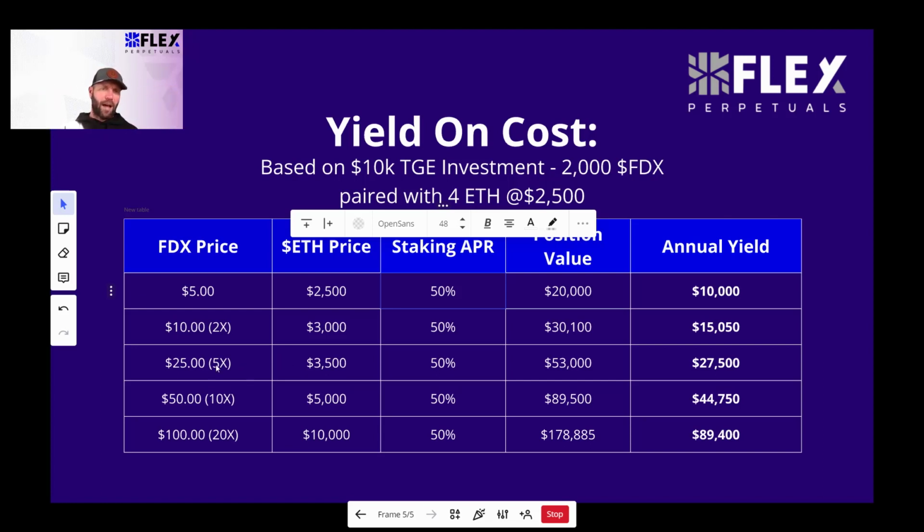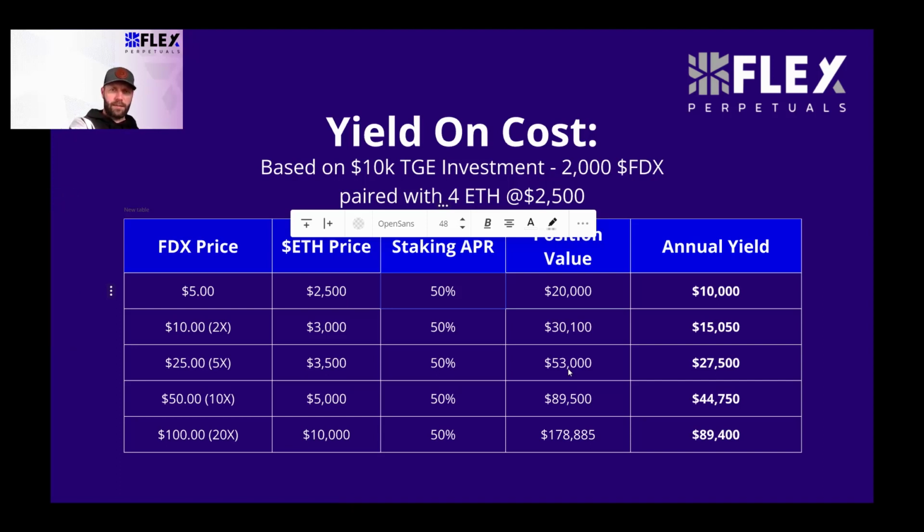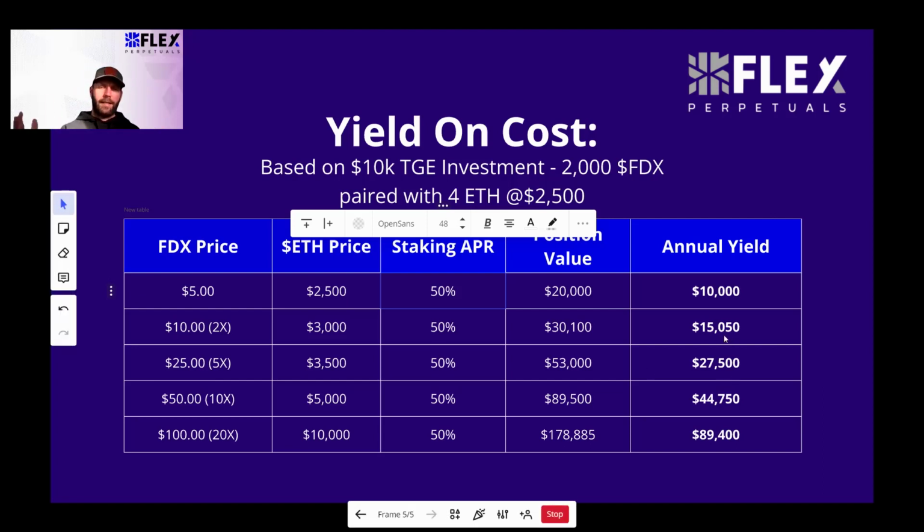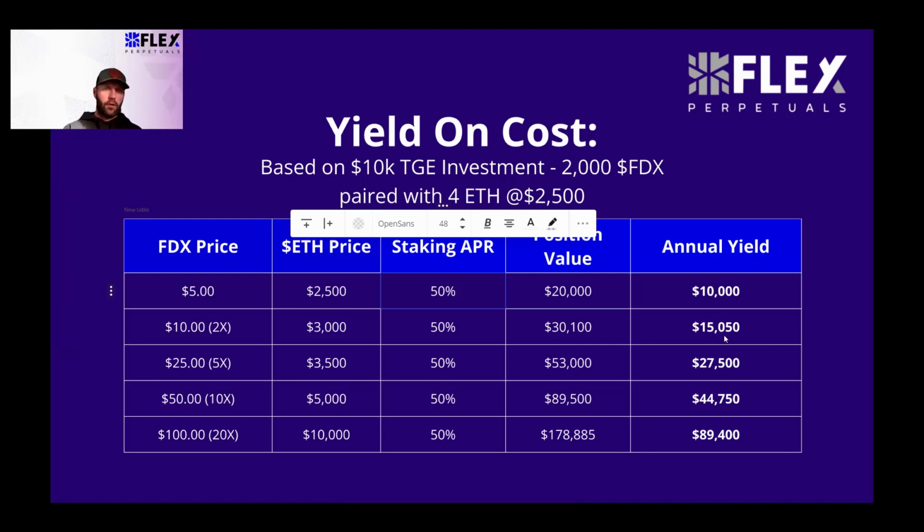Now, if it does a 5x and FDX is $25 per token, and then let's say ETH's at $3,500 at that time, and we've got 50% APR, then your LP will be worth 53,000. Remember, you invested 20,000 at the beginning, 10,000 in the FDX and in the TGE, plus $10,000 worth of ETH, plus an annual yield of 27,500. So your yield in 1 year is more than your initial investment.